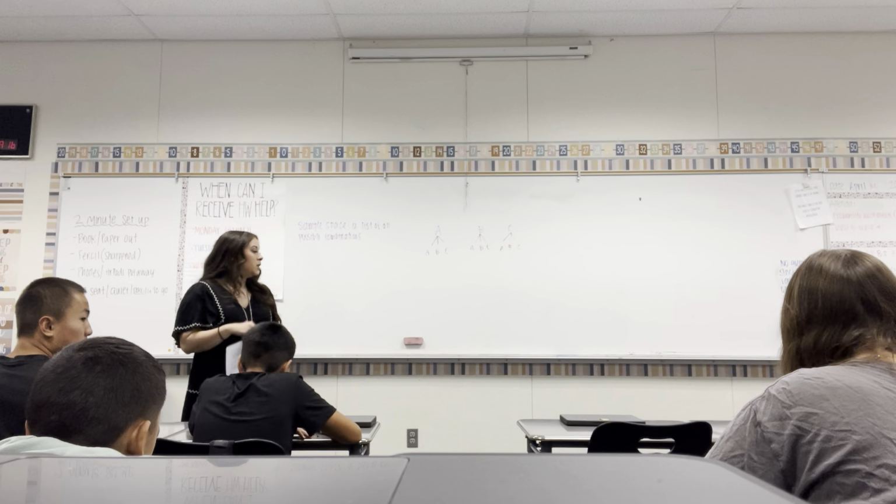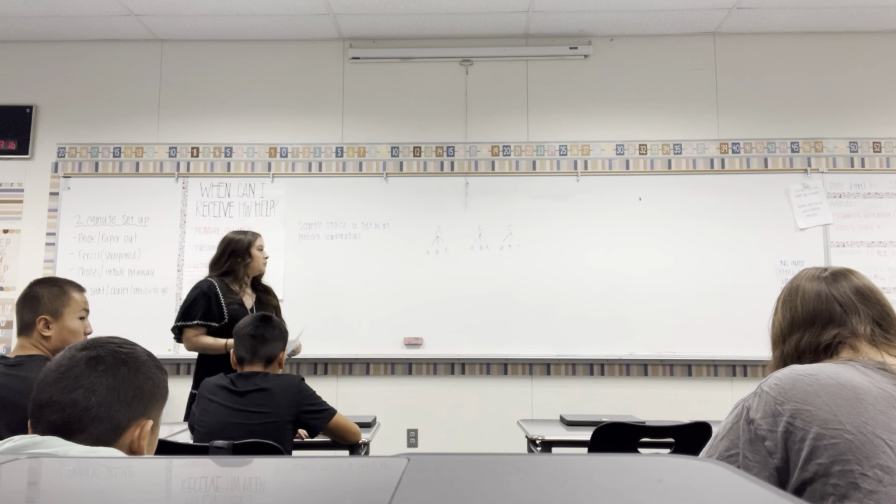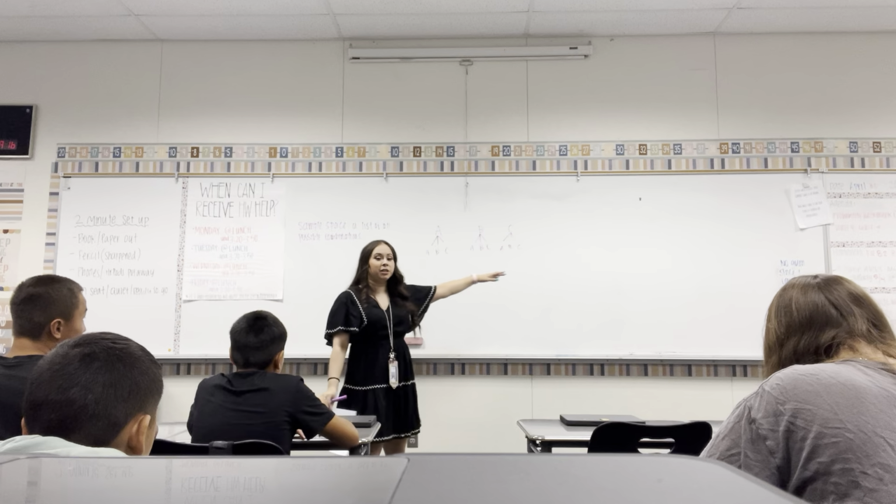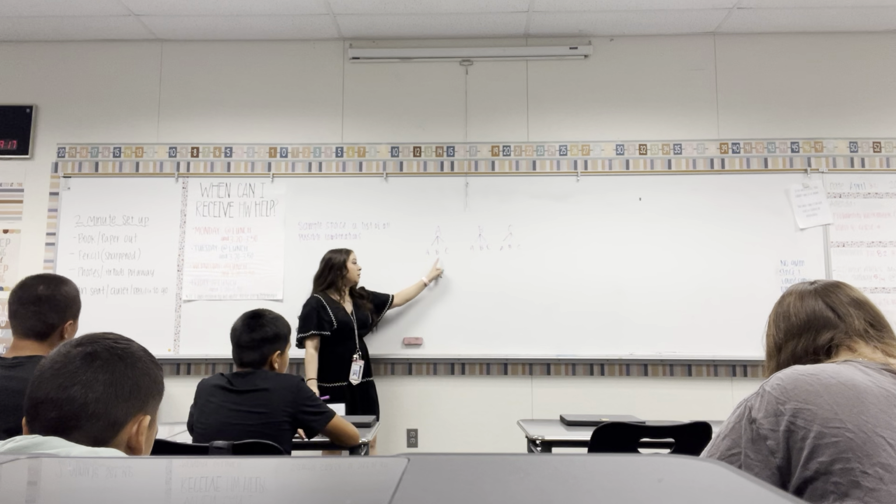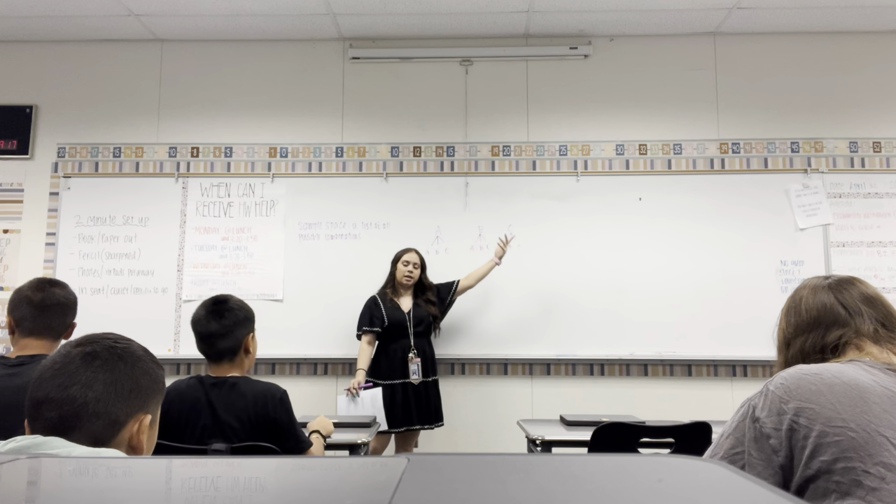And if we want to find the total number of outcomes, I just look at the bottom row of my tree diagram and count them up. So it would be 1, 2, 3, 4, 5, 6, 7, 8, 9.